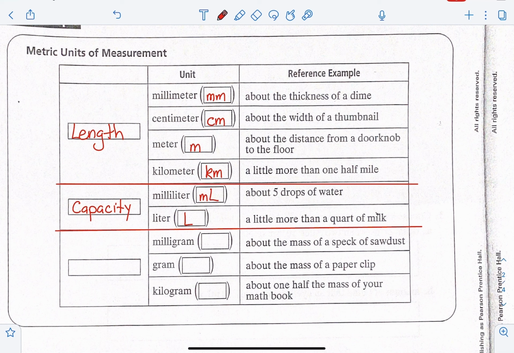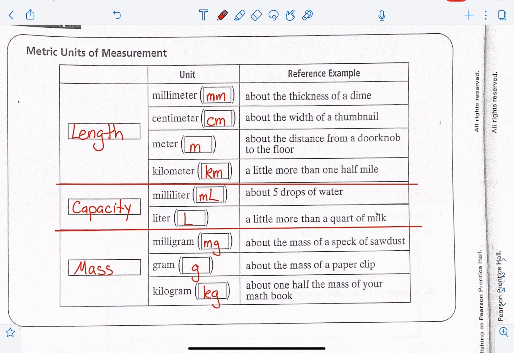All right, then we have a milligram, which is lowercase m, lowercase g, a gram, which is lowercase g, and a kilogram, which is lowercase k, lowercase g. Okay, a milligram is about the mass of a speck of sawdust. A gram is about the mass of a paperclip. And a kilogram is about the mass of your math book, or any of your textbooks. Any of your textbooks, your science textbook, is about a kilogram. Half of that. Okay, so those are all units of mass.